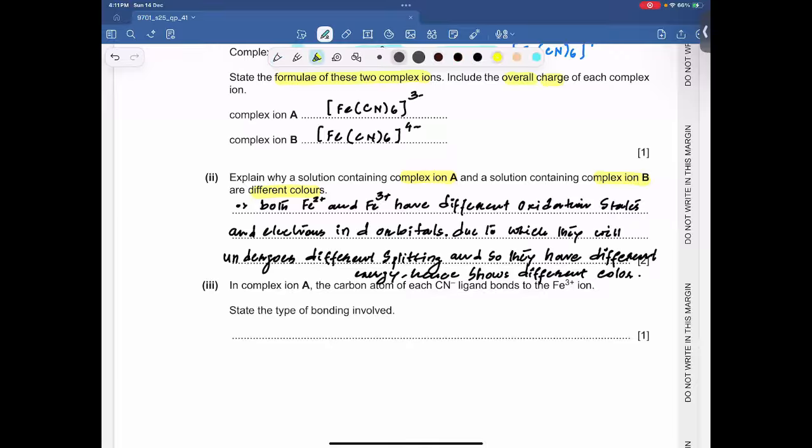In complex ion A, the carbon atom of each cyanide ligand bonds to the iron 3 ion. State the type of bonding involved. Whenever a complex ion is formed, a dative bond is formed. A dative bond is also called a coordinate covalent bond.